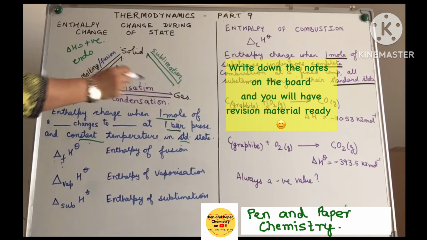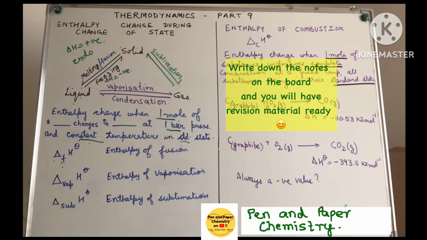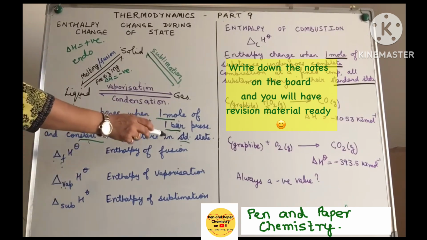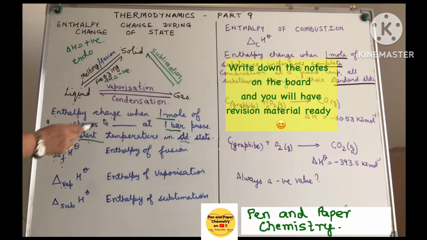Same way for liquid to gas. Water changes into water vapor. Change of 1 mole of a liquid in standard state to gas at a constant temperature under 1 bar pressure, and the enthalpy change which takes place in this process is what we call the enthalpy of vaporization or enthalpy of evaporation. The not sign indicates the standard state. The standard state of the reactant, pressure of 1 bar and a constant temperature.